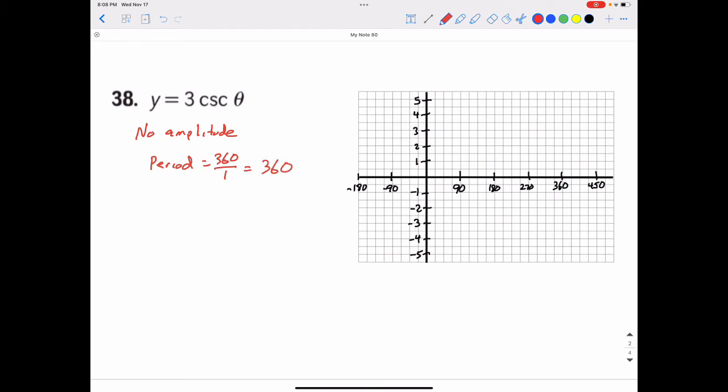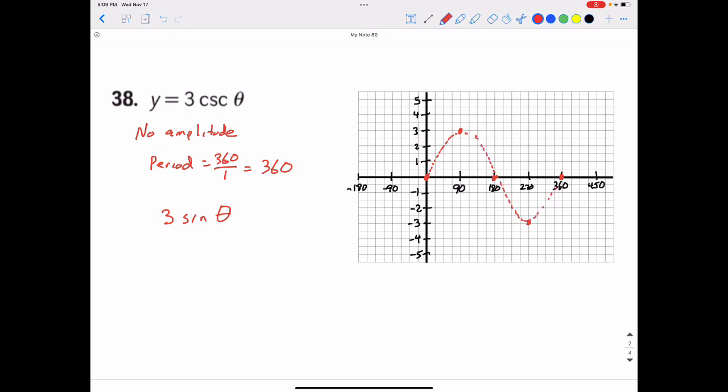And this function is related to the sine function. So we're going to start out by graphing 3 sine of theta. So 3 sine of theta starts at 0, 0. And since the cosecant function has a period of 360, so does the related sine function. So the midpoint, 180. And with an amplitude of 3, we will go to 90, 3 and 270, negative 3. So this is the related sine function.